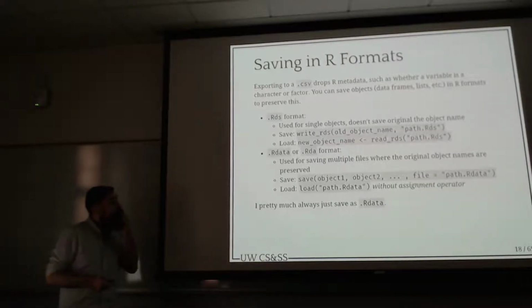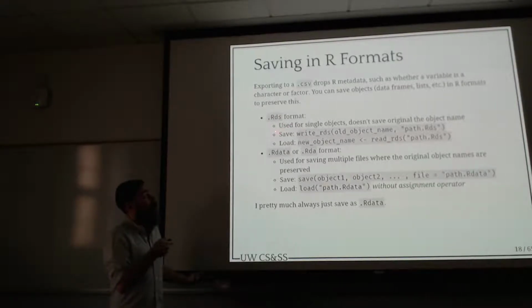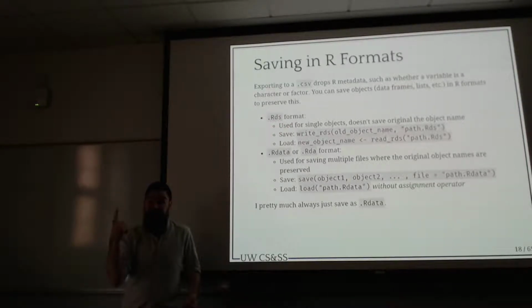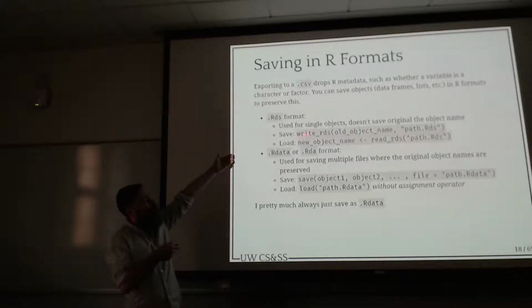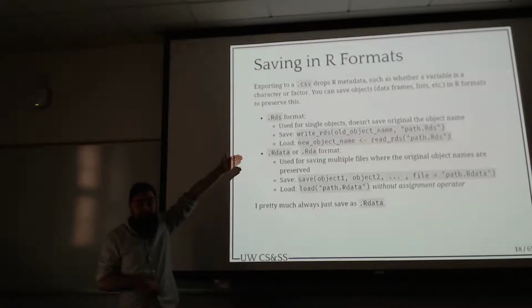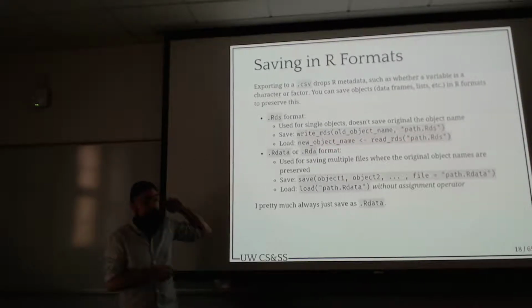Okay? A .rds file is used for saving a single R object, and it doesn't save that object's name. I very rarely use this, but sometimes people want to do it. You do writeRDS, whatever the object's name was, and then some path to write it to. To load it into R, you need to have a new object name and assign that particular thing to it.